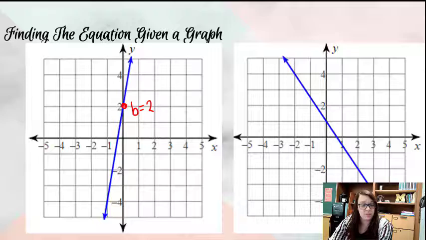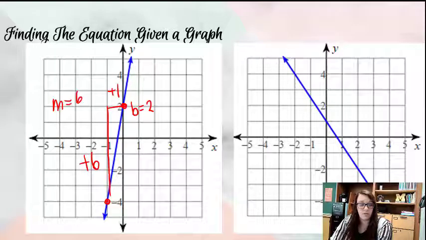And then I already had this point bolded in. Let's find another point to bold in. I think there's one here. So if I draw a slope triangle between these two, I rose 1, 2, 3, 4, 5, 6. So up 6, right 1. Our slope is 6/1, or just 6. So my equation is y equals 6x plus 2.